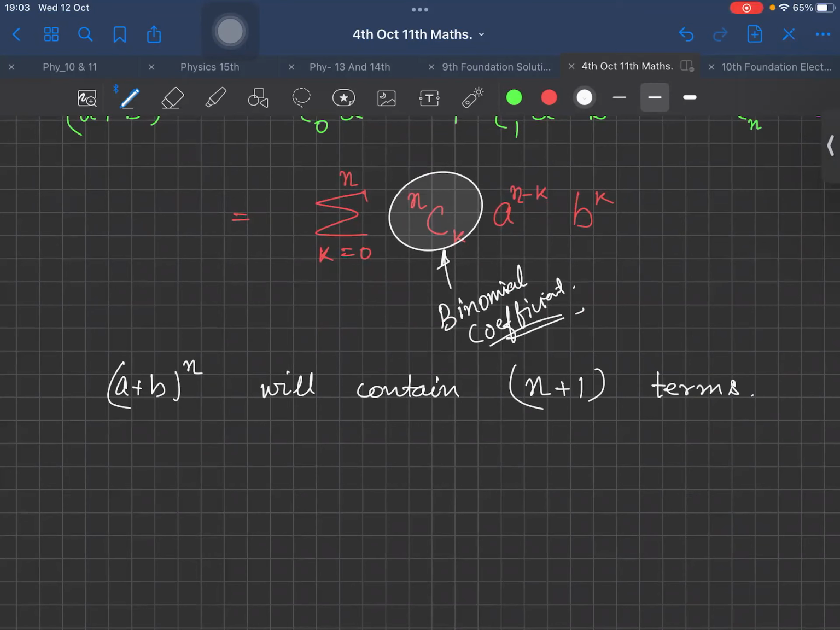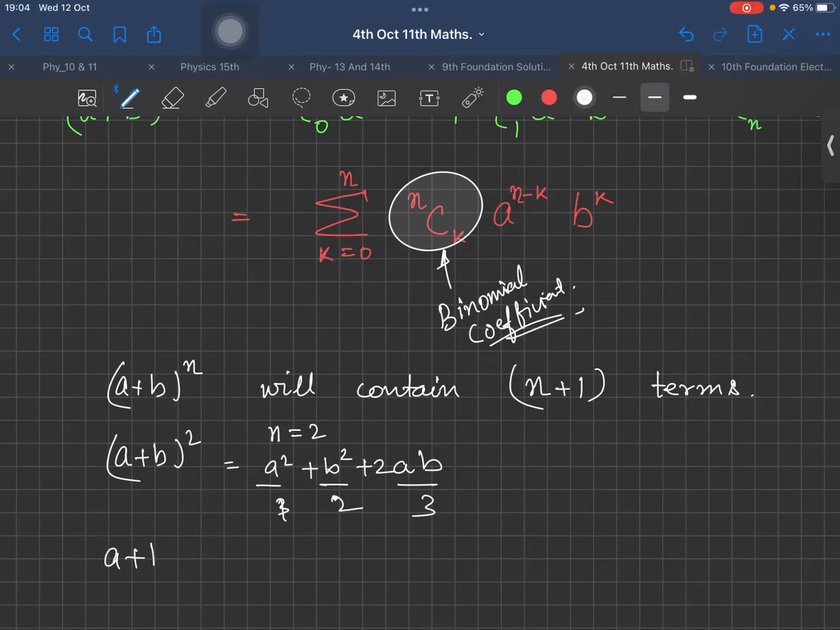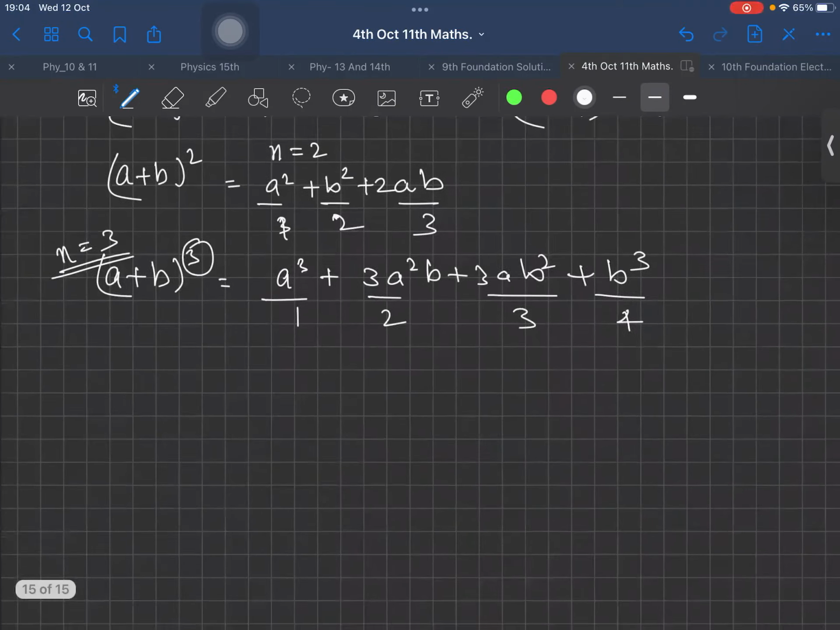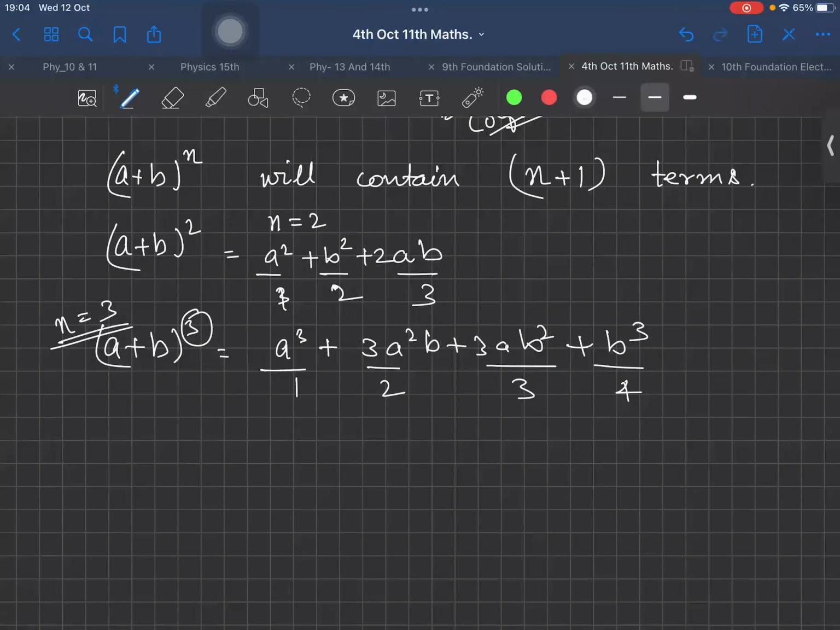Right? Like I'll just give you an example, like (a plus b) whole square. So n is equal to 2 here. What do you write? a square plus b square plus 2ab, right? How many terms are there? 1, 2, 3. (a plus b) cube, let's write that. What is this? a cube plus 3a square b plus 3ab square plus b cube, right? How many terms are there? 1, 2, 3, 4. So 4 terms are there. What is the value of n here? n is equal to 3. So whenever you have an expansion, (a plus b) to the power of n will contain n plus 1 terms. It will always contain one more term than the index.